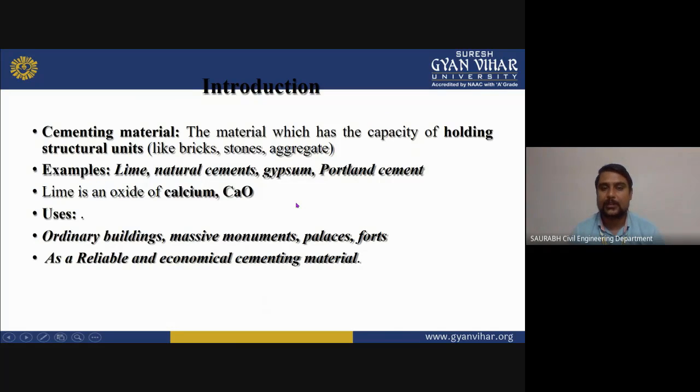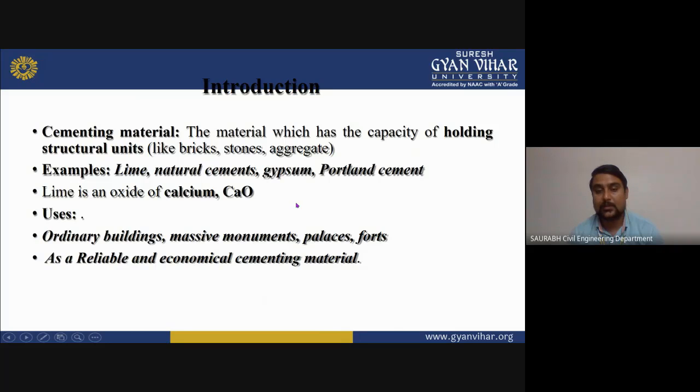So, a cementing material is a material which has the capacity of holding structural units like bricks, stone, aggregate. These are examples of cementing materials given here: lime, natural cement, gypsum, Portland cement. If you see the chemical name of lime, it is calcium oxide, represented by CaO.